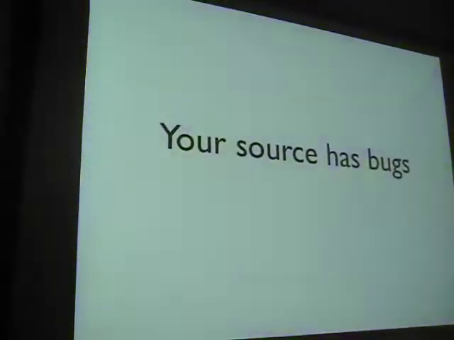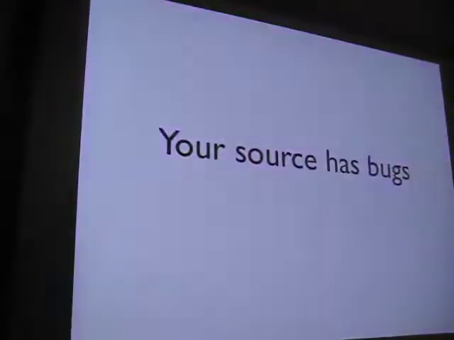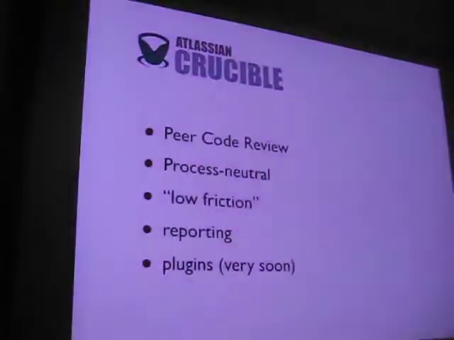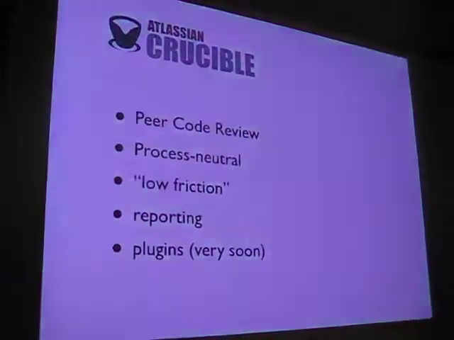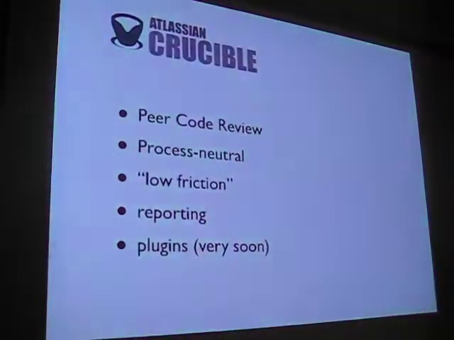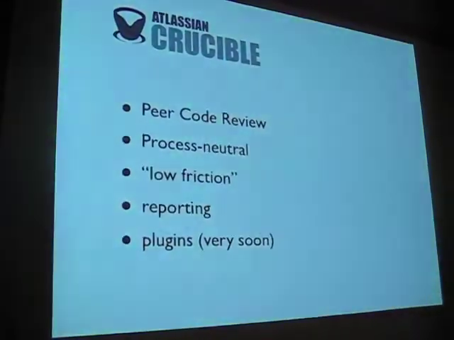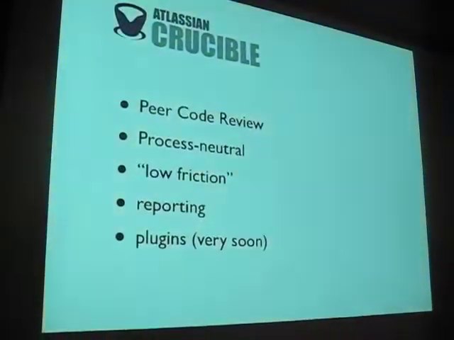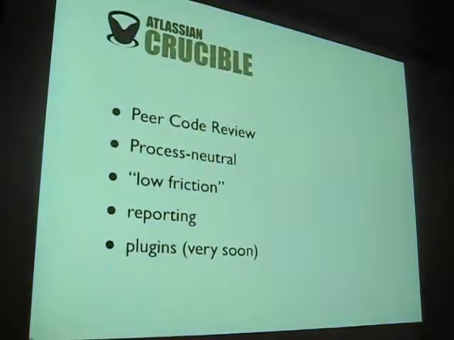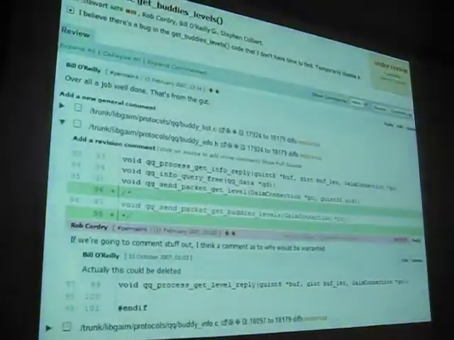But the bad news is that your source has bugs, and how to find bugs? Well, you might want to have a look at Crucible. Crucible is a code review tool that sits on top of Fisheye. Fisheye was the source code repository viewing tool, and it provides lightweight peer code review. It's process neutral. It's designed to be very low friction so that you might actually do reviews. This is what it looks like.